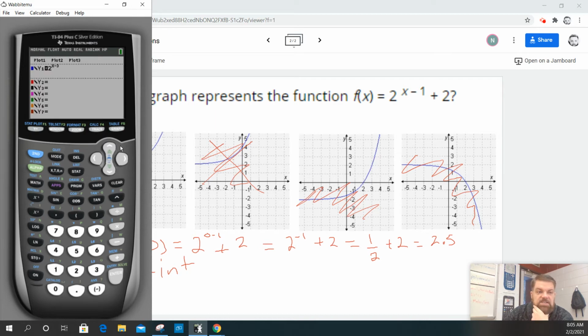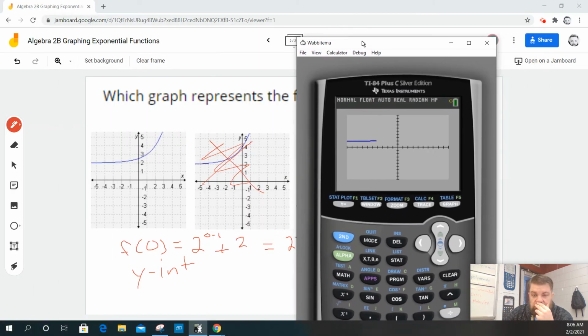But let's see. So I've got 2 raised to the x minus 1 plus 2. So when I graph it, guess what? There it is. It crosses right between 2 and 3 at 2.5. So that's our answer.